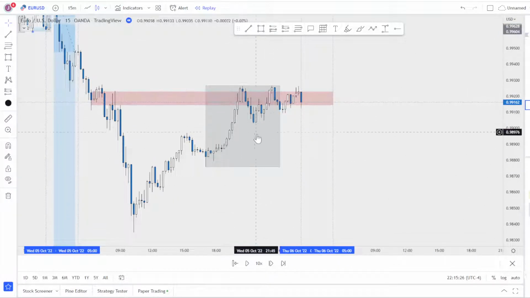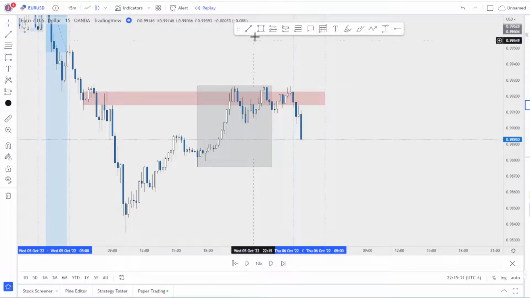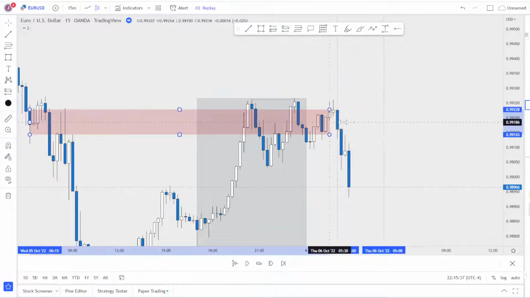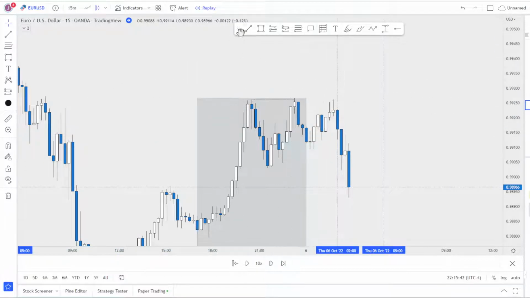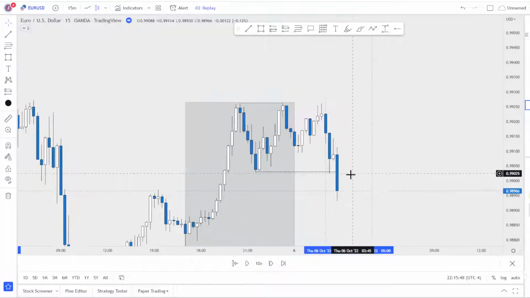Okay, so we haven't had a break in structure yet, so we'll wait for that patiently. Here we have it. So we have a sweep of liquidity. If I zoom in there, we tapped, I'm going to delete this now, but we've tapped into the fair value gap on the 4 hour, swept liquidity. We broke the low with a body, so that's great.